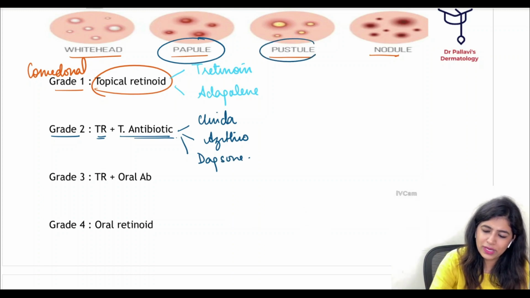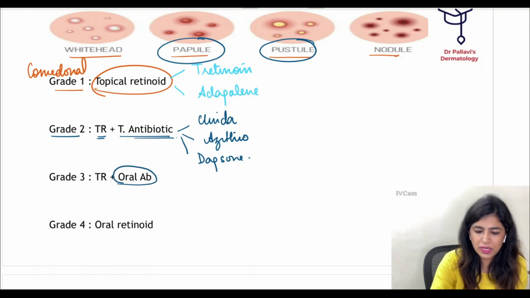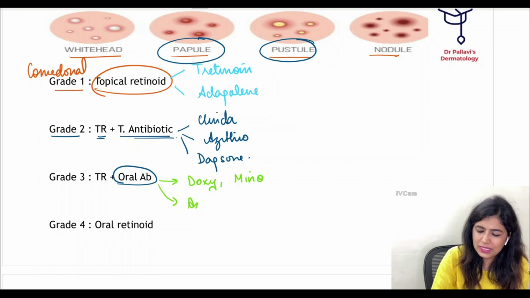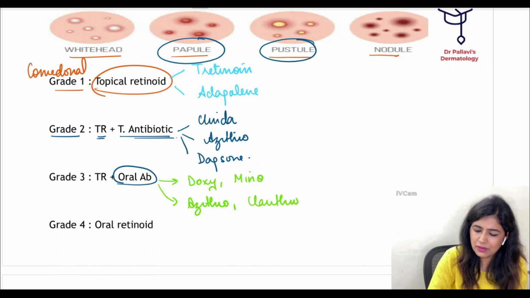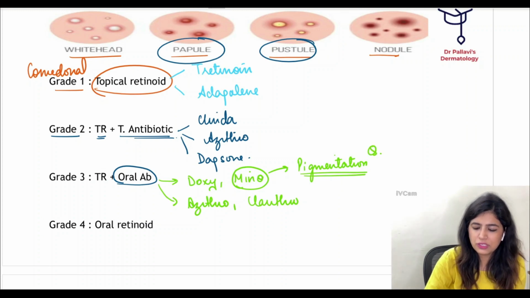In grade 3, where the patient is developing pustules, you add an oral antibiotic to the topical retinoid. The oral antibiotics that we use here include tetracyclines like doxycycline, minocycline, macrolides like azithromycin, clarithromycin. The question that you get here is on side effect of minocycline, which is pigmentation. So a drug which is used for treatment of acne that can have pigmentation as a side effect, the answer to that is minocycline.